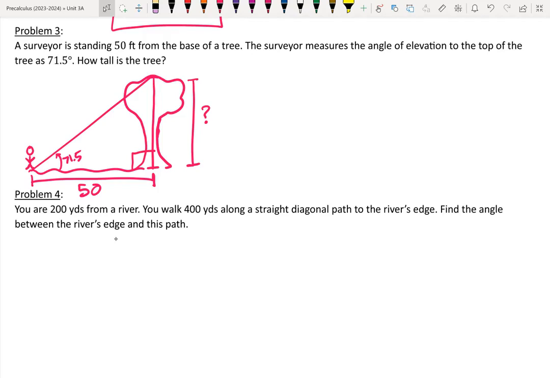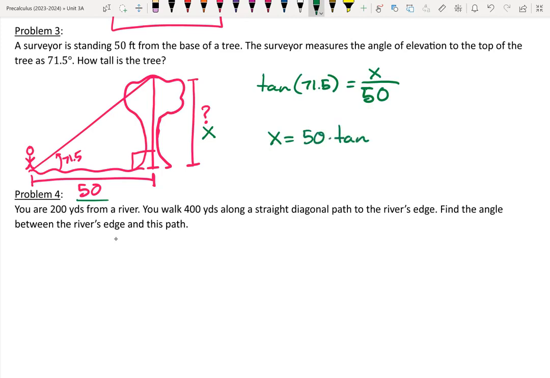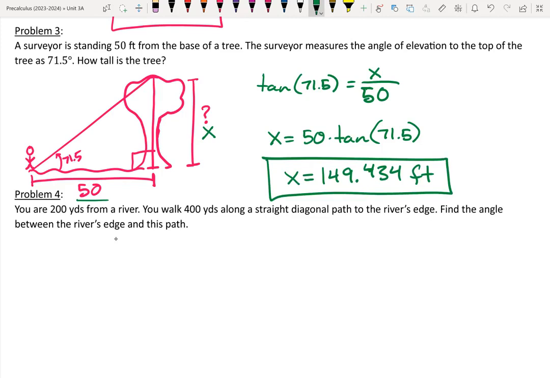And this one is another tangent, because we have our opposite side, which is our unknown, which we can label as x, and our adjacent side. And so we would have tangent of 71.5 equals opposite over adjacent. And then we would just go ahead and multiply 50 to both sides, and x is equal to 50 times tangent of 71.5. If you plug that into your calculator, we get 149.434 feet, and that would be the height of the tree.